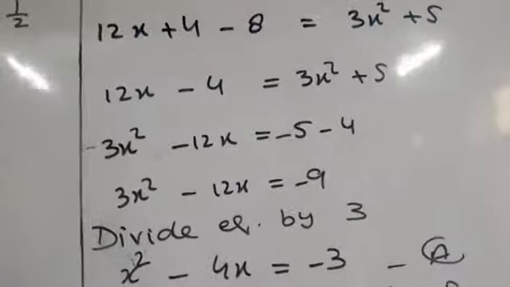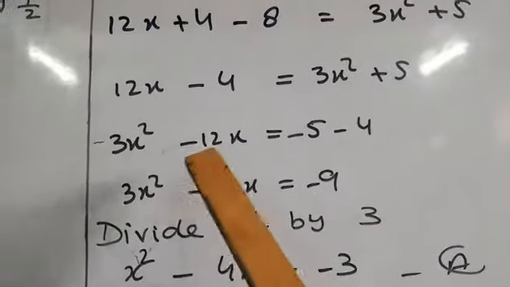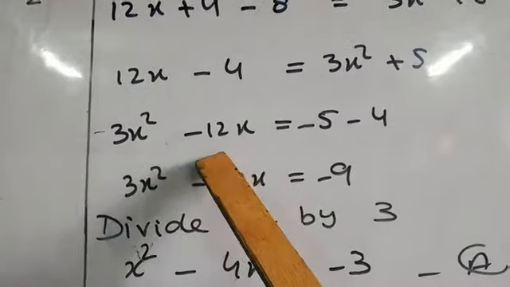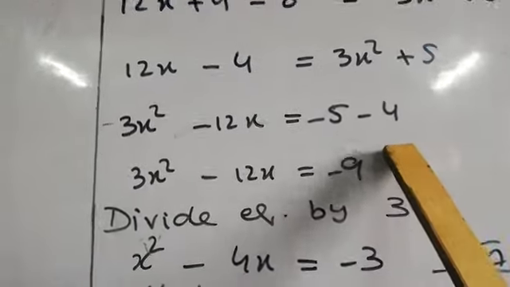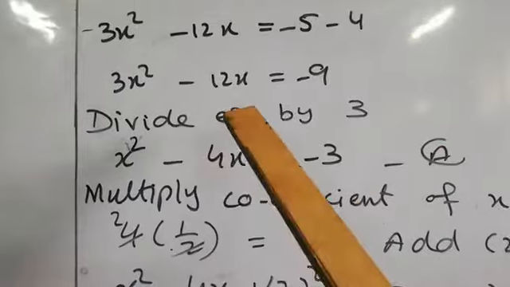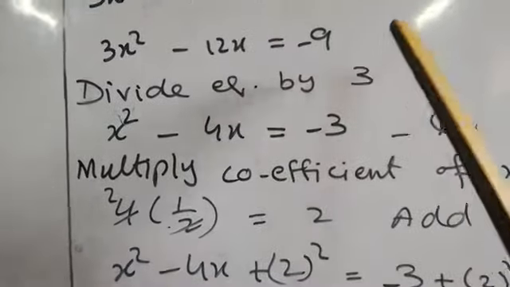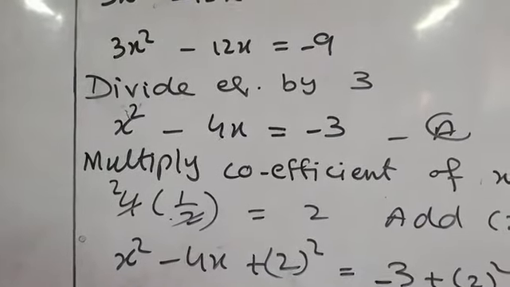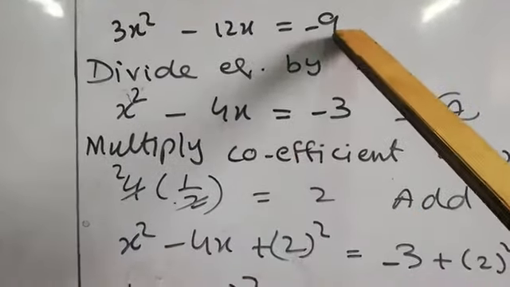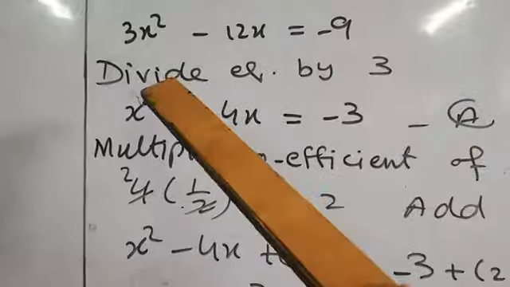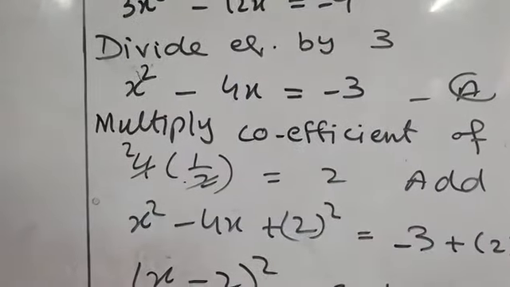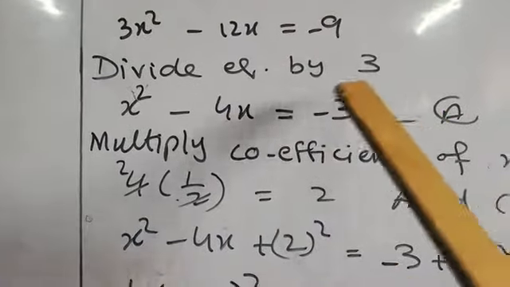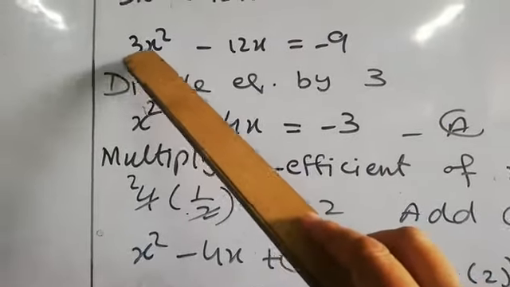Now we will write the variable to left hand side and constant to right hand side. We will get 3x square minus 12x is equals to minus 5 minus 4. Then we will get 3x square minus 12x is equals to minus 9. So my dear student, you can observe that now this is the quadratic equation. Now we will apply the completing square method. In our first step, we will divide the equation by 3, because 3 is the coefficient of x square.